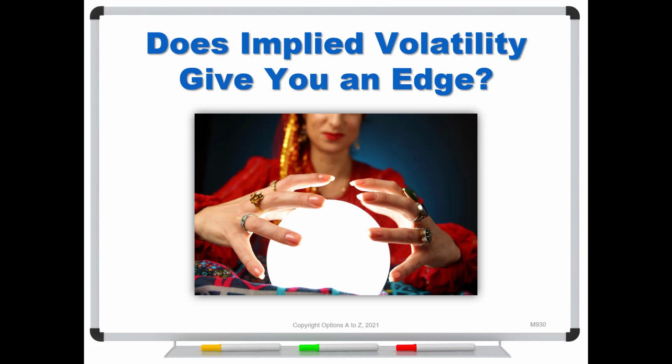Well, chances are that if you've heard the term implied volatility, you might be led to believe that it's really the only thing you need to know to successfully trade options. And so let's take a little closer look at this idea. Does implied volatility give you an edge?